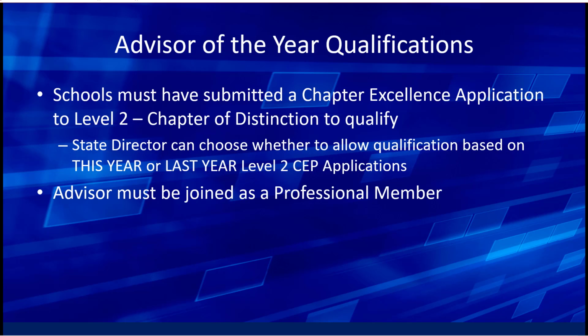There's a couple of qualifications for Advisor of the Year. Schools have to have submitted a Chapter Excellence Program application to Level 2, a Chapter of Distinction. And this year the state directors can choose whether to accept those Chapter Excellence Program applications from this year, the current school year, 2019-2020, or from last year. Some states are using last year's CEP application to qualify. Some are using this year. And then the second qualification is the advisor has to be joined as a professional member with the training program at the school.